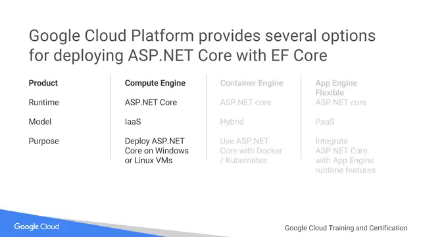We've mentioned that ASP.NET Core and Entity Framework Core will run on many Google Cloud Platform compute products, including Compute Engine, Container Engine, and App Engine. Let's start by looking at Compute Engine, Google's infrastructure as a service product. The key difference between this scenario and our previous Compute Engine example is that ASP.NET Core applications can run on Linux instances as well as Windows instances.